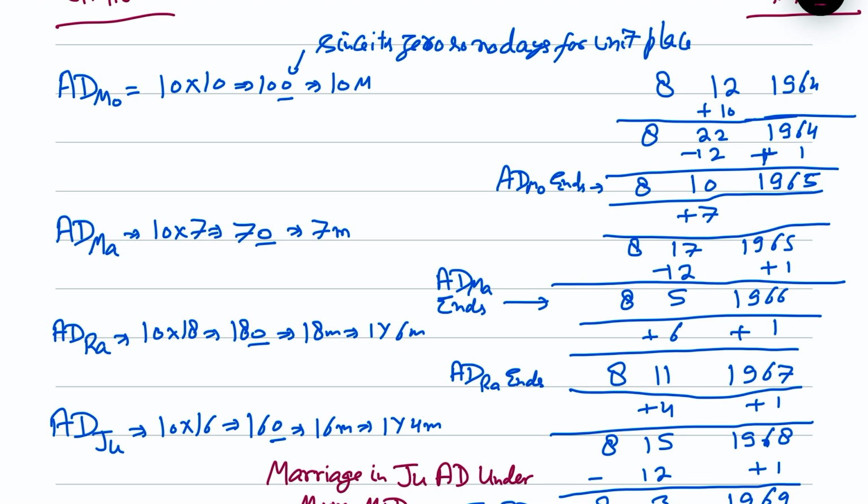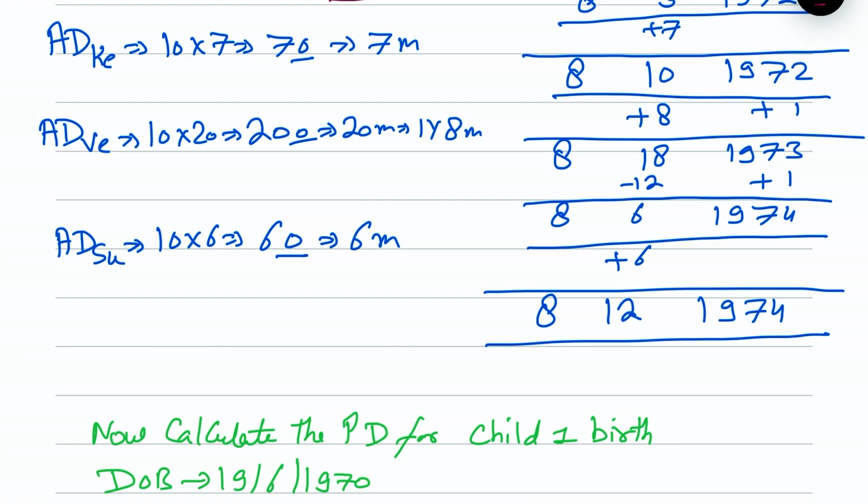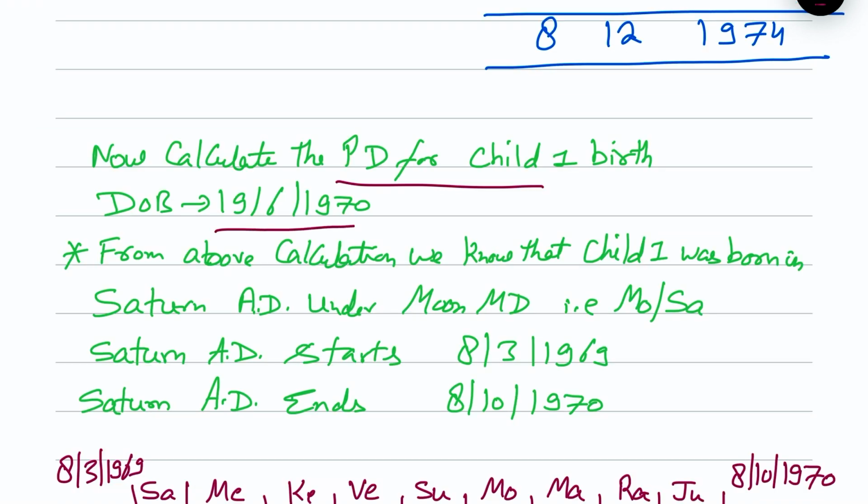Marriage is in Jupiter's AntarDasha in Moon Mahadasha with this calculation. Child 2 was born in Mercury AntarDasha inside Moon Mahadasha. Now let's calculate the PratyantarDasha of child 1's birth. Child 1 was born on 19/6/1970. From the above calculation, child 1 was born in Saturn AntarDasha under Moon Mahadasha.